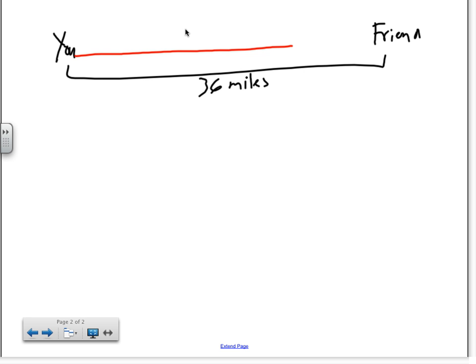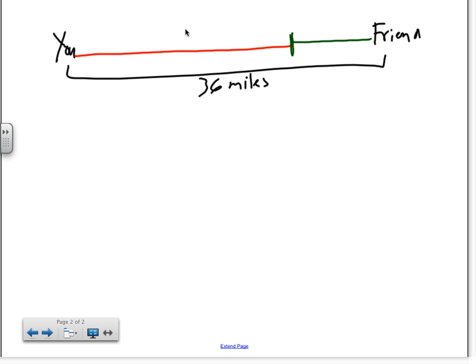You have to interpret the problem. You can't just assume anything. The problem tells you that your friend's going 3 miles per hour slower than you. So therefore, your friend is only going at 12 miles per hour. So at some point in time, you two will meet, right?